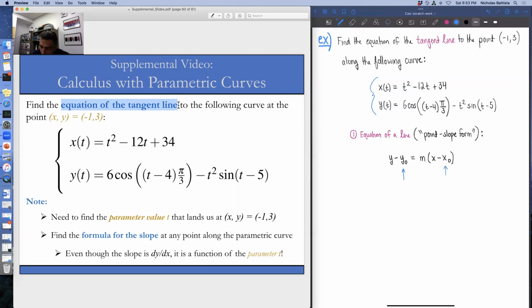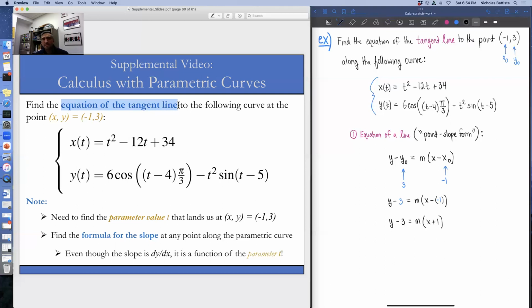So in this problem, we actually know that x0 is equal to -1, and y0 is equal to 3. So we can take those two bits of information and plug them directly into our point slope form of a line. So we have y minus 3 is equal to the slope m at that point times the quantity x minus a minus 1, or this is x plus 1.